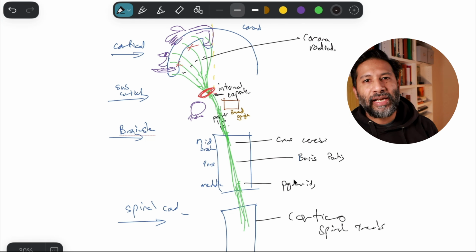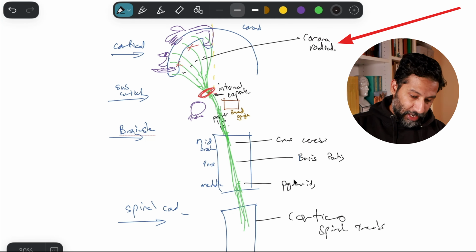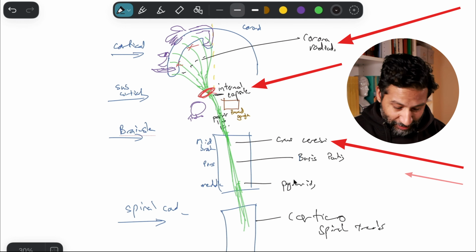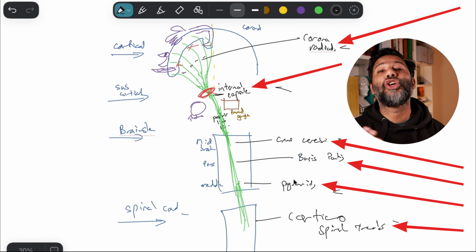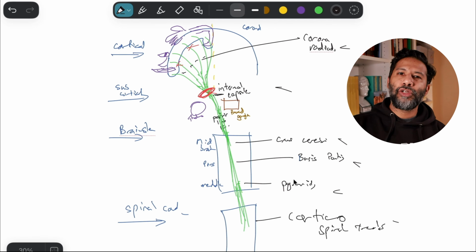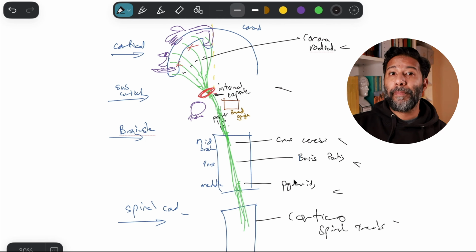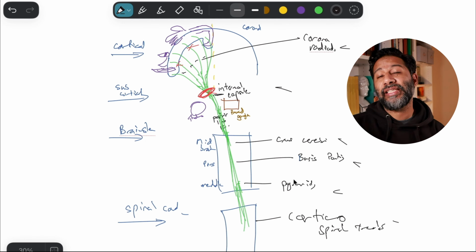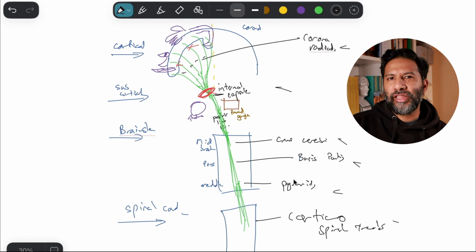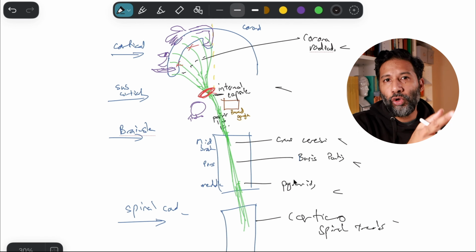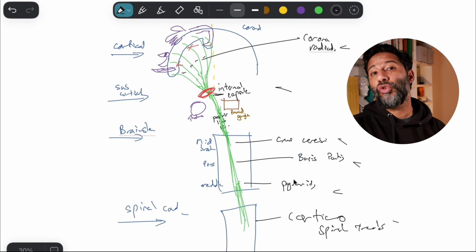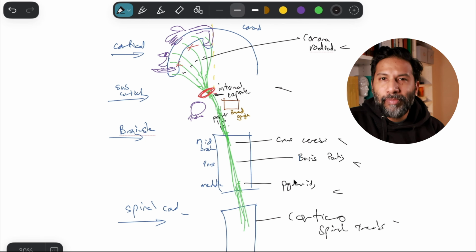So one track, six names: corona radiata, internal capsule, crus cerebri, basis pontis, pyramids, corticospinal tracts. Think of it like a single road, like High Street Road, but it passes through a different suburb. Every time it goes into a new suburb, it gets a new name, but it's High Street, then Toorak, and then Burwood, or whatever you want to call it. It's the same road, but it just changes name when it enters a new region and a new area. And it's a similar thing that's happening here.